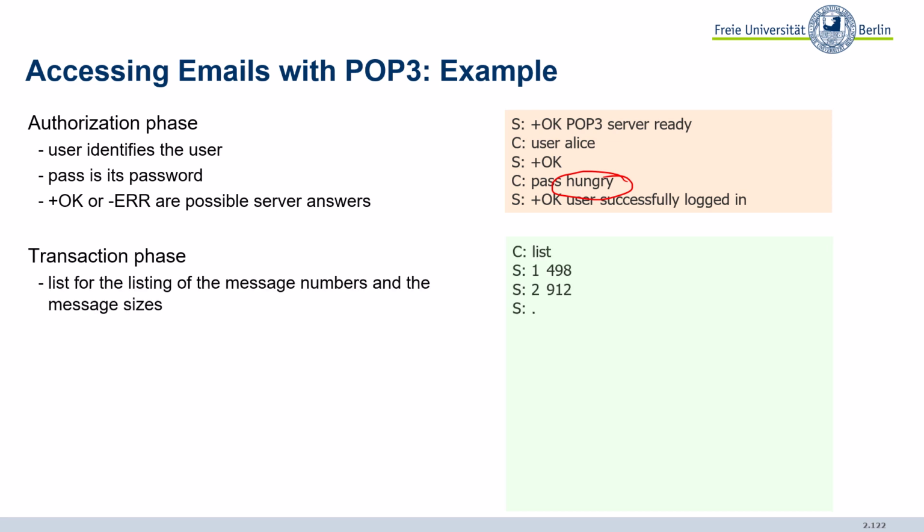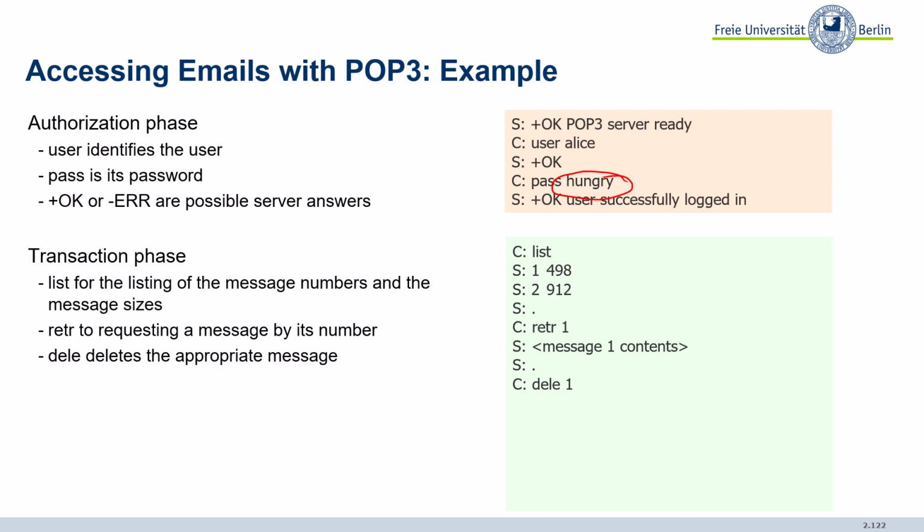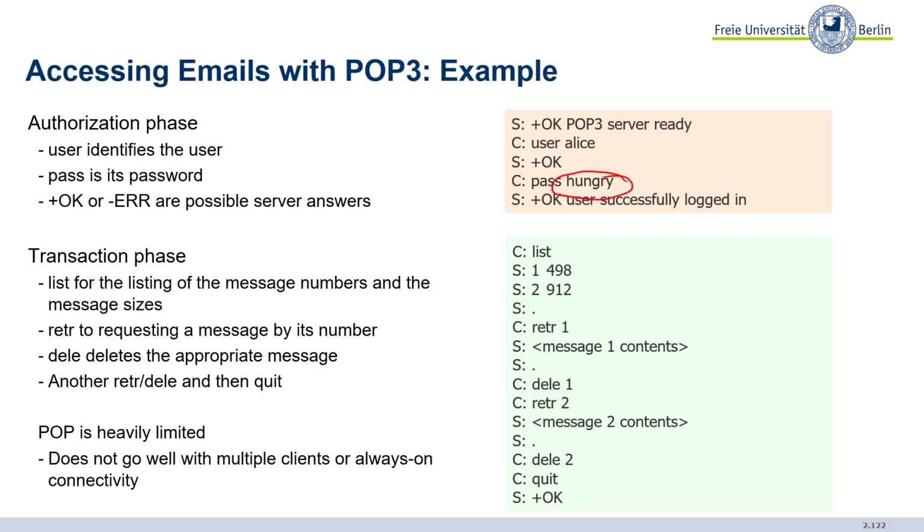And then transaction, you can send commands like listing, and there's a list of messages, so message 1, with a certain number and a certain size, etc. Then you say, okay, retrieve message 1, and then you will get it, or you can delete it. So that's the core idea, but it's very limited, and the main problem is you cannot have multiple clients. What happens if you have several clients and you download the email to one of the clients? It's gone from the server.